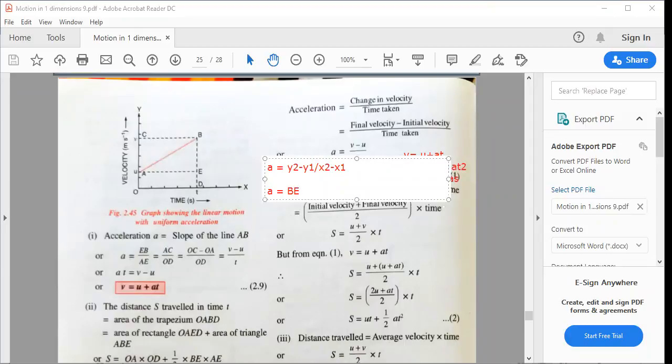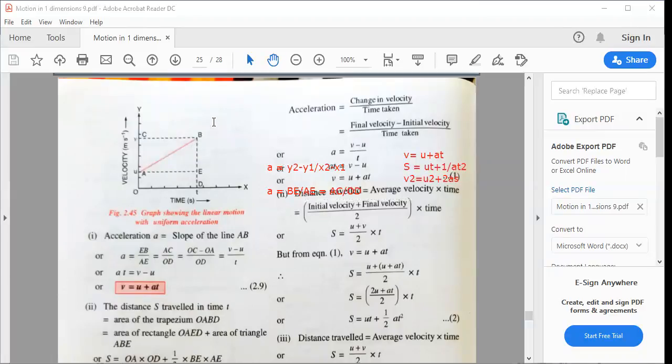Actually, it is the y-axis, the y coordinate, BE upon AE. Agreed? Yes, ma'am. So BE is parallel to AC. So can I write AC upon OD? If you can observe, BE is parallel to AC.